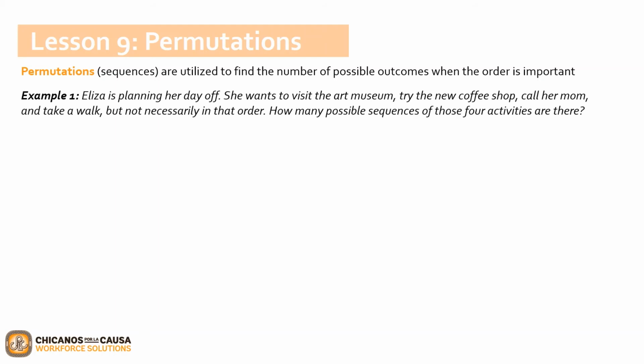Example 1. Eliza is planning her day off. She wants to visit the art museum, try the new coffee shop, call her mom, and take a walk, but not necessarily in that order. How many possible sequences of those 4 activities are there? So this question is asking you for all the possible permutations. So it could be like coffee, art, mom, walk, or art, coffee, mom, and then walk. There's a lot of different things that she can do with just these 4 activities.